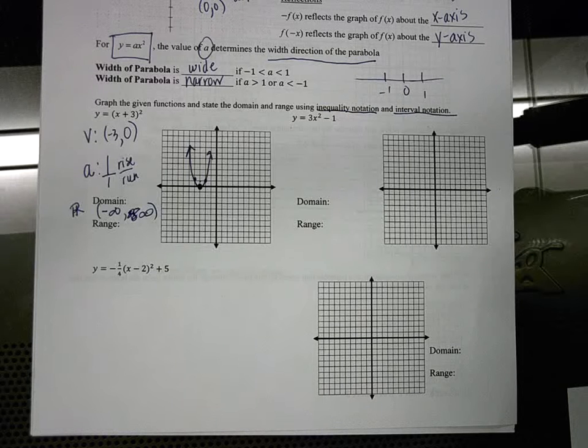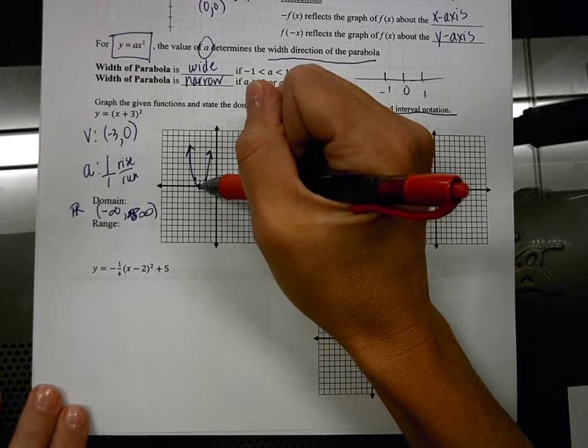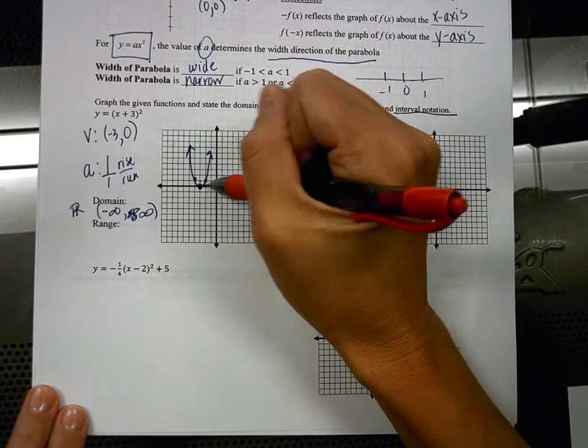But is this going to hit every value on the y? So if you look at your y-axis, what is the smallest y value that it hits?